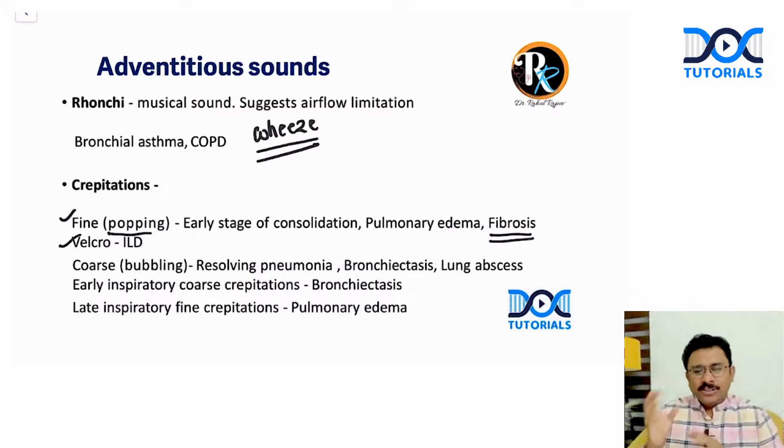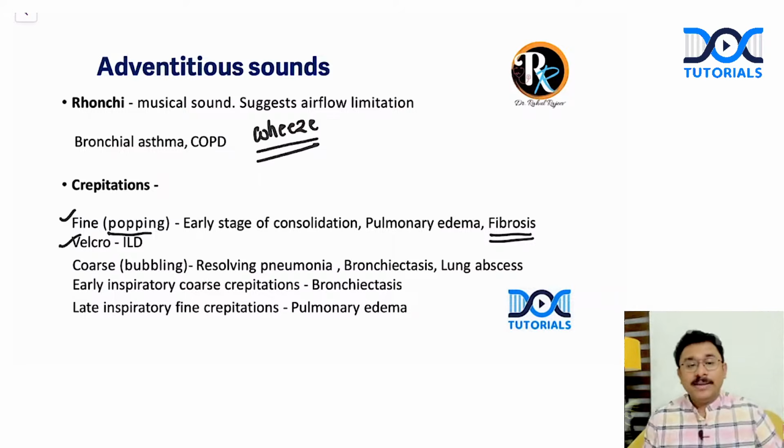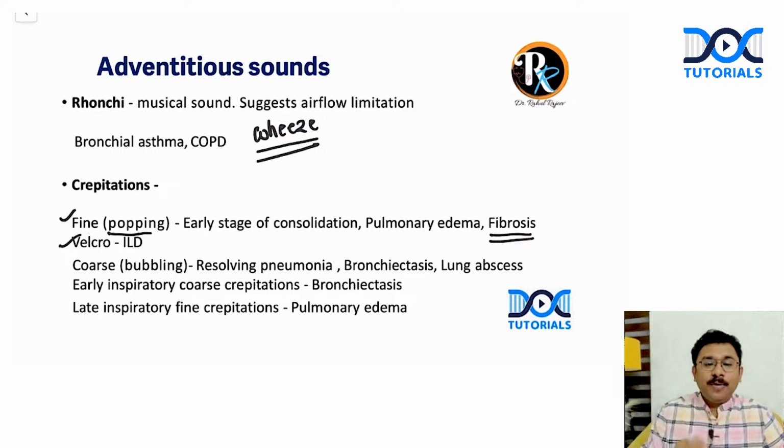So, in case of resolving pneumonia, there will be some sort of exudates there. In bronchiectasis, you have got secretions, lung abscess. So whenever you have got these secretions and air is flowing through that, it will create some sort of a bubbling sound. That is what coarse crepitations are, and you must know about the coarse crepitation etiologies. Another favorite question for viva is about the typical type of crepitations that you get in bronchiectasis. You get early inspiratory coarse crepitations in bronchiectasis, and in pulmonary edema you get late inspiratory fine crepitations.